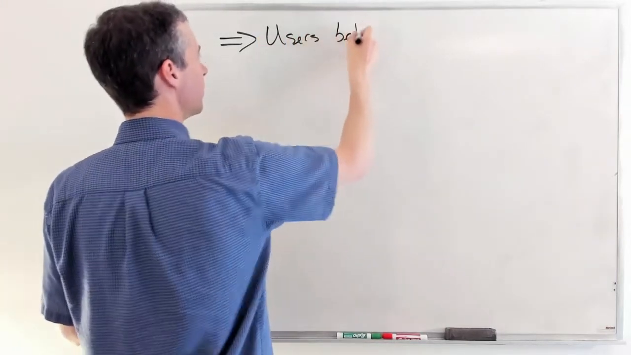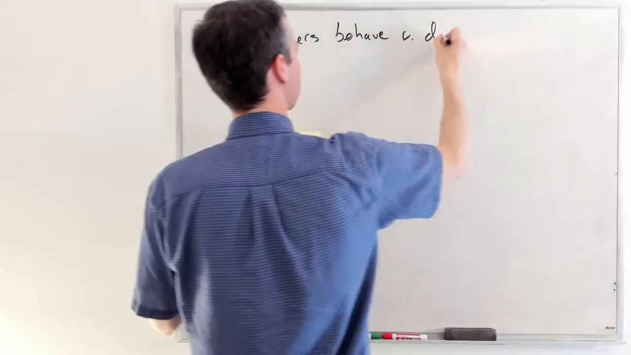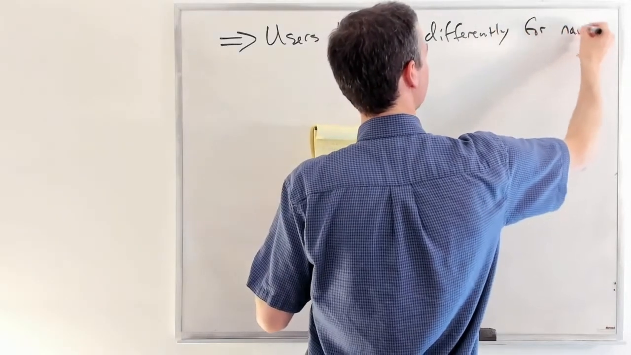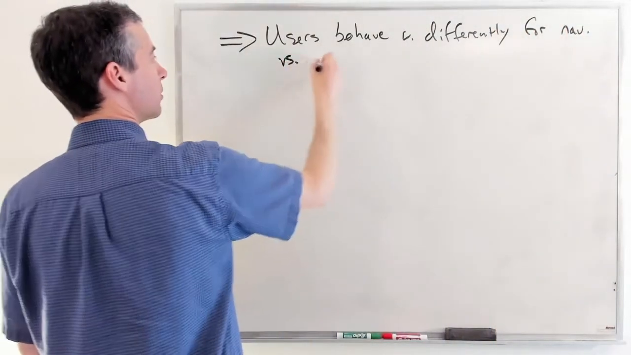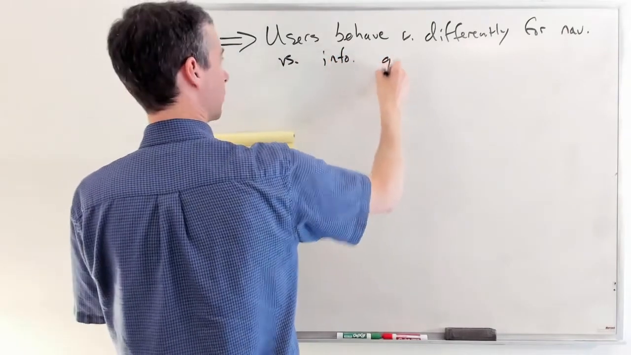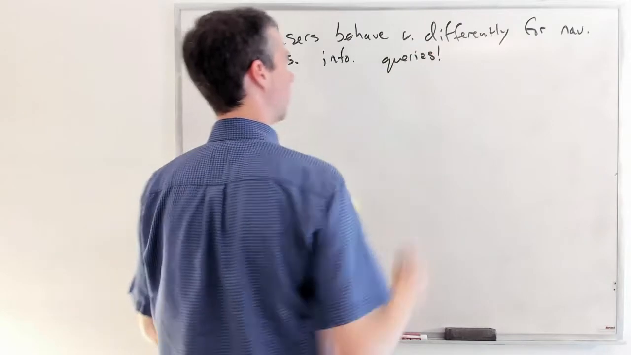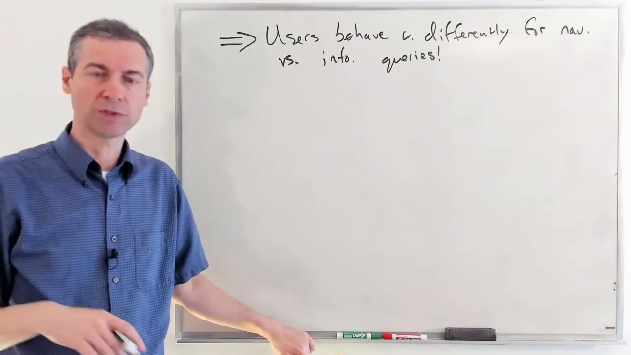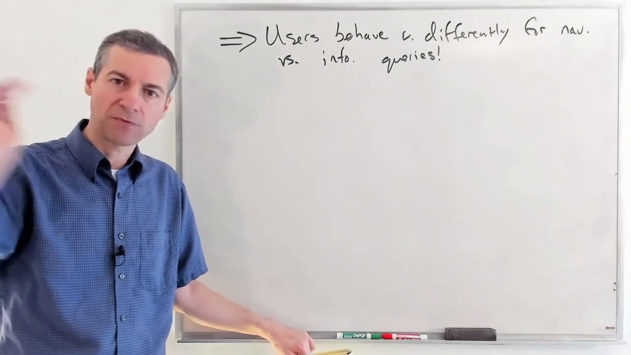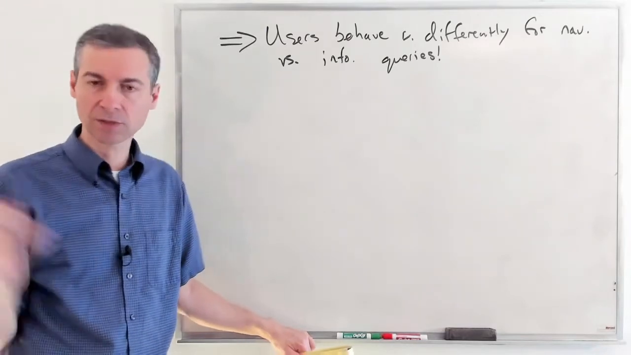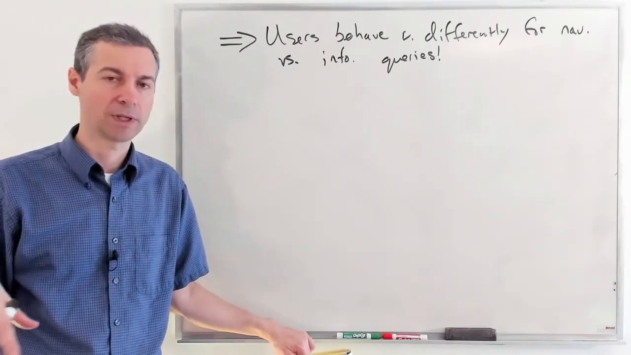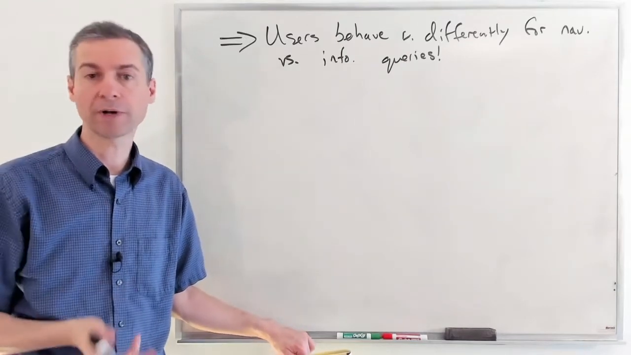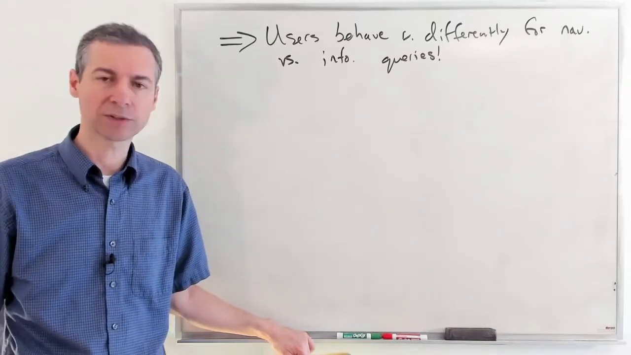users behave very differently for nav or navigational queries versus these informational queries. All right, very big difference. When you look at what users can do when they type in Facebook, and in a fraction of a second later, they've clicked on the link and gone to Facebook. It's automatic. They know it's going to be there, that the search engine works and has put it at rank 1. They're not looking anywhere else on the web page.